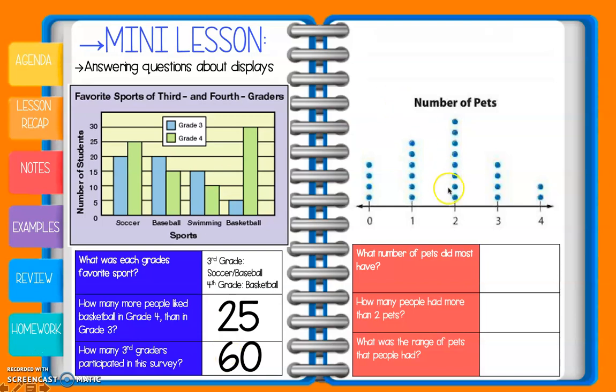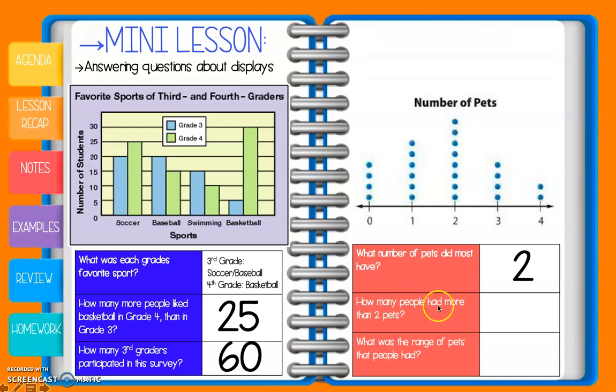Okay. Well, let's answer some questions about a dot plot. This dot plot is about the number of pets that people have. Our first question says, what number of pets did most people have? When we look at our dot plot, the one that has the most dots is the one that the most people had. So our 2 here has the most dots. So we can say that most people had 2 pets.